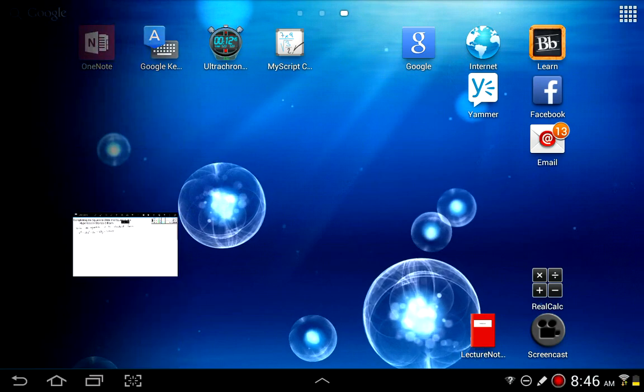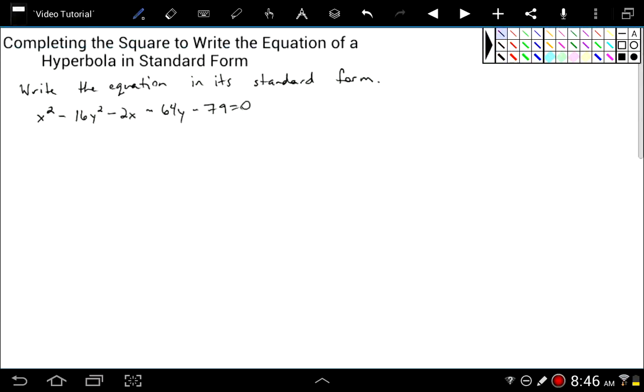Let's look at writing the equation of a hyperbola in standard form. I'm given this equation here, and we first need to understand how we know that it's a hyperbola. We know that it's a hyperbola because there is an x squared and a y squared term, and they have different signs. The x squared term is positive, and the y squared term is negative.